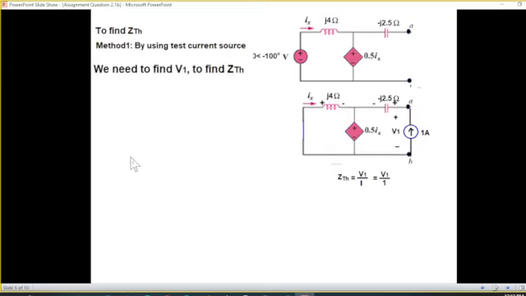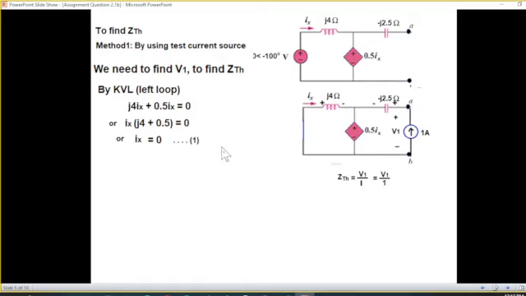Now there are two loops. For the left loop, this is the equation: j4I plus 0.5I is equal to 0. From here we take I common, so either the bracket should be 0 or Ix should be 0. Now this cannot be 0 because j4 cannot be equal to minus 0.5. Therefore Ix is 0. So this is one condition we find from the left loop.